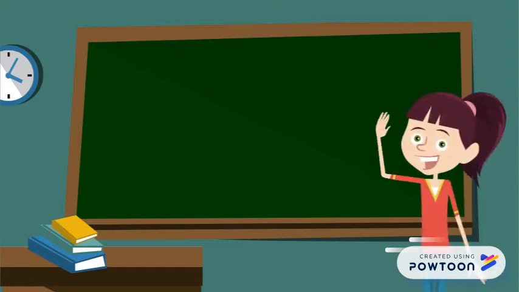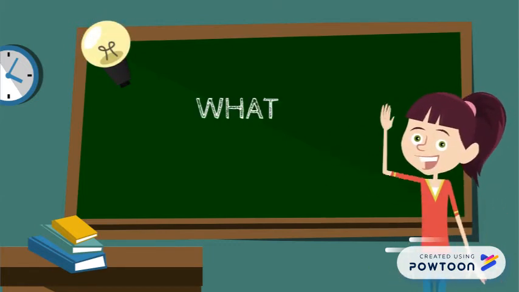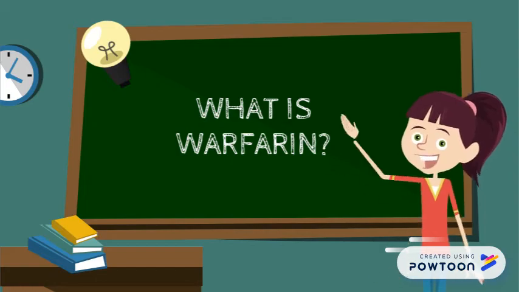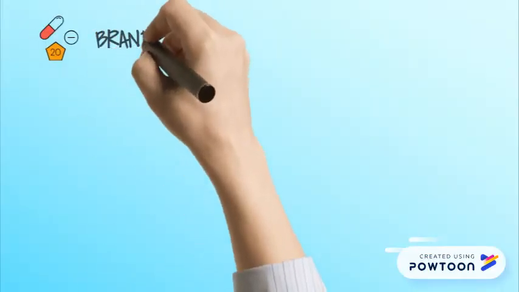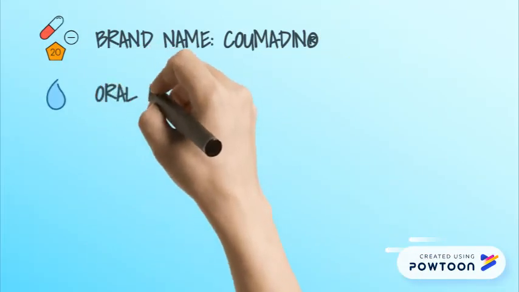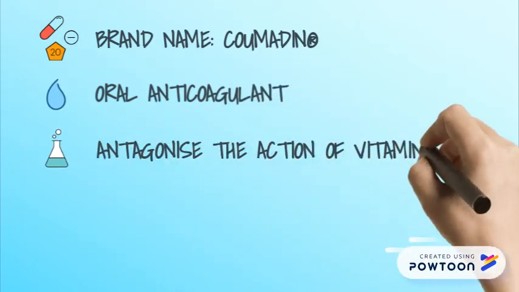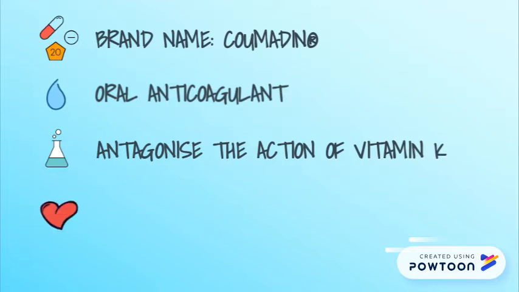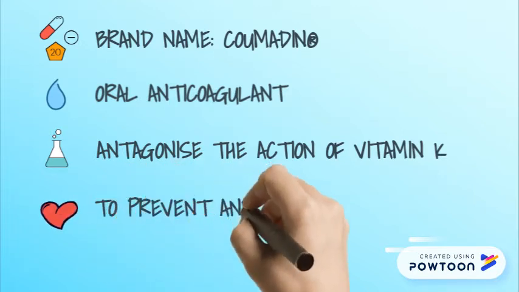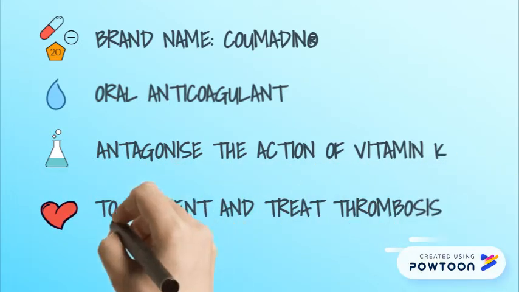Hello there, everyone. Before we start today, I would like to ask, what is warfarin? Warfarin has the brand name of Coumadin. It is an oral anticoagulant which will antagonize the action of vitamin K involved with blood clotting mechanism. Warfarin is mainly used to prevent and treat thrombosis in various clinical settings.